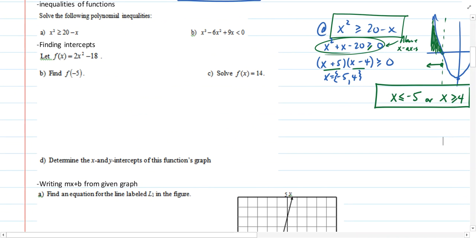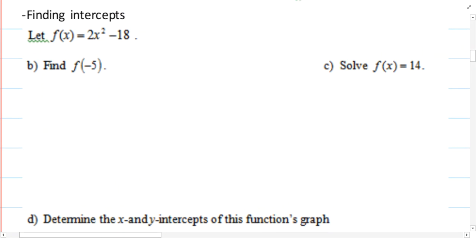Let's finish this video by talking about intercepts again. If you're being asked to find intercepts on a test, that means find both x-intercepts and y-intercepts. And you should recall that x-intercepts are found when y is equal to 0, y-intercepts are found when x is 0.